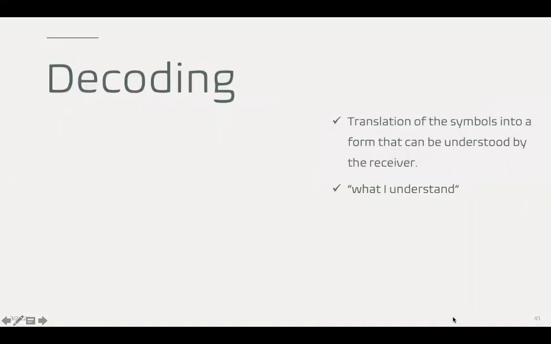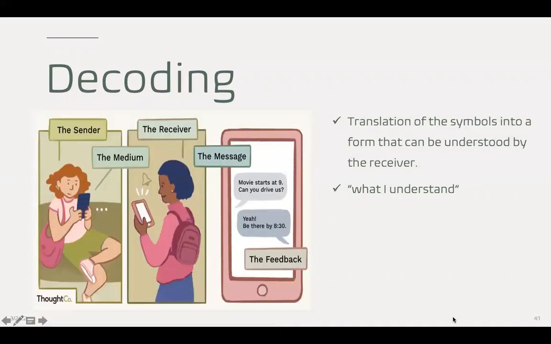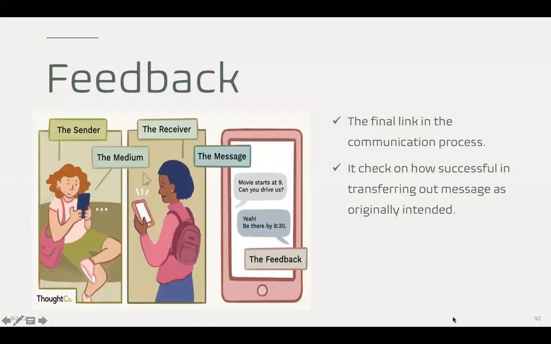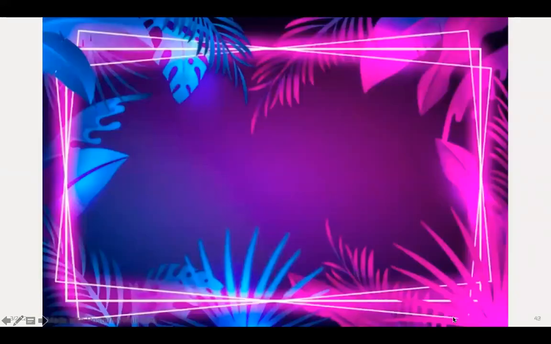Decoding, a translation of symbols into a form that can be understood by the receiver, or what I have understood. So when the receiver has decoded, he will give his feedback. The feedback here is the final link in the communication process. It checks on how successful we were in transferring our message as originally intended. So the feedback here is, yeah, be there by 8:30.